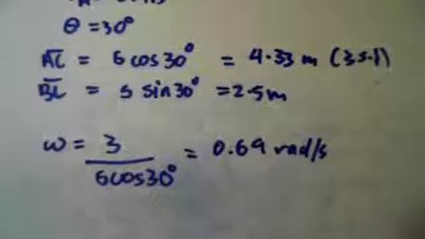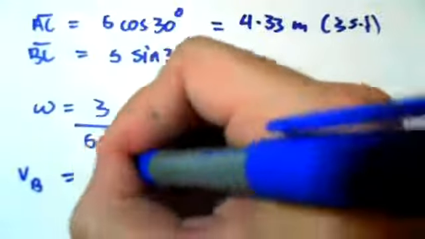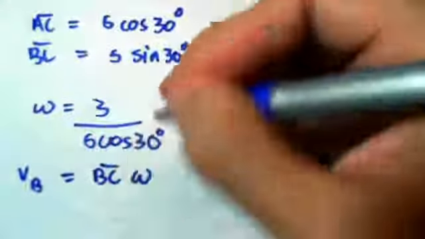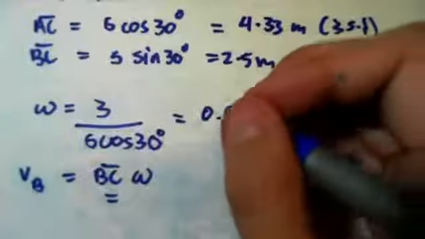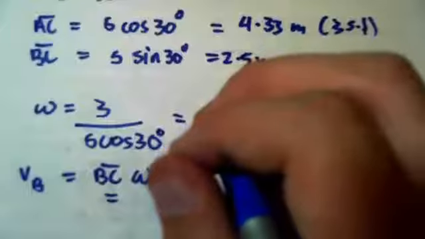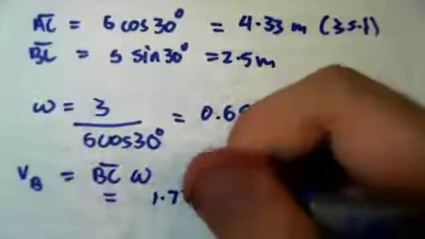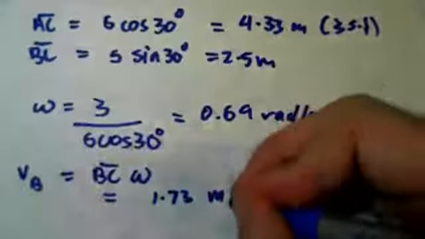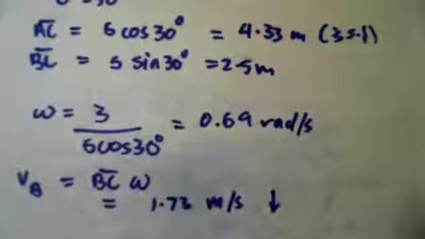So the next thing we'll do is to find our V of B. So V of B equals BC times omega, which equals 2.5 times this value. So our answer is 1.73 meters per second down. Okay, that's all we need to know for this question.